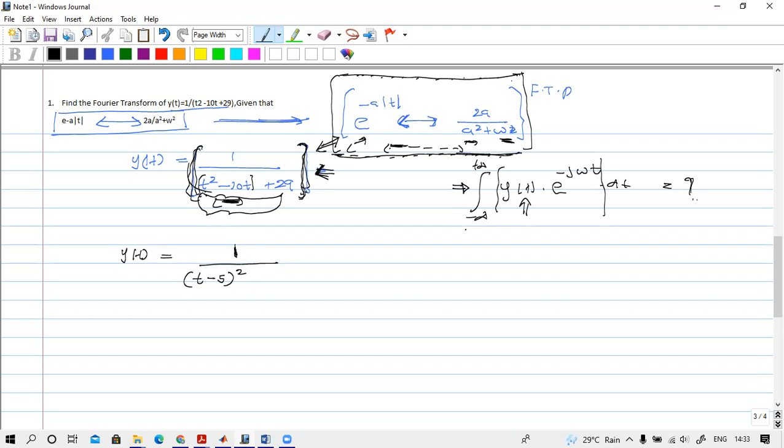So here you have t square, then minus 5 by t, that is 5t, and it should be multiplied by 2, then you will get minus 10t, and you have 5 square, 25. And here you have 29, so 25 is already there. If you add 4, you will get 29. So this term you can write in this way.